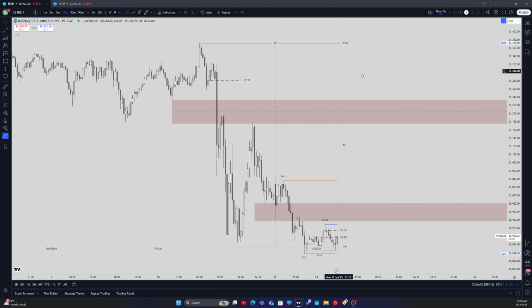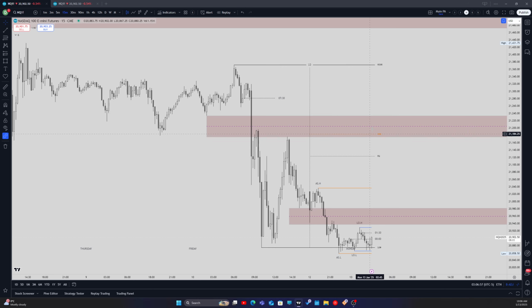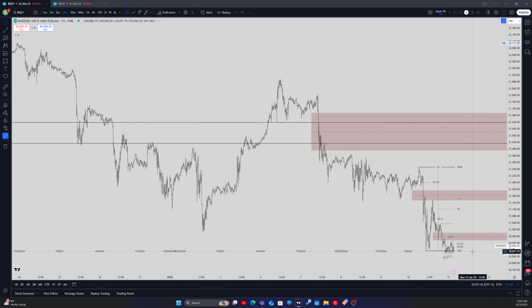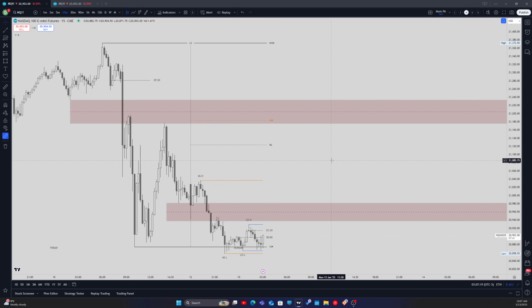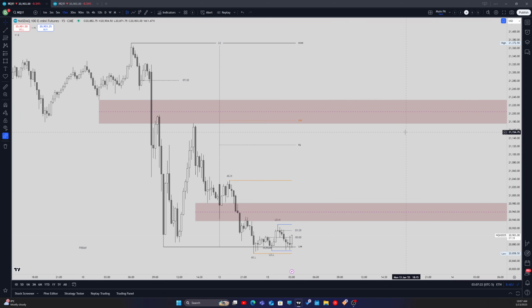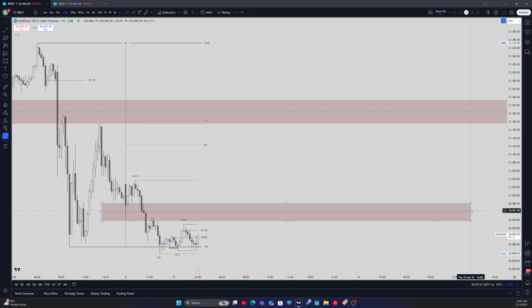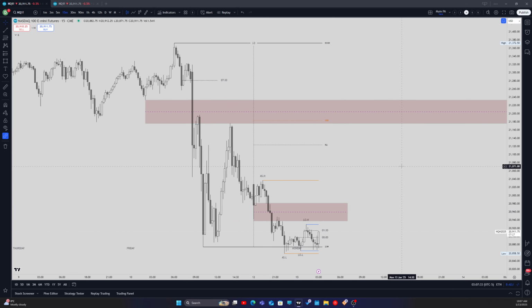So if price would trade back into this bearish 4-hour fair value gap and it reacts from it and creates a change in the state of delivery, inverted fair value gap to the downside, then we can look for a short all the way into the lows below. Right, and that's the idea.